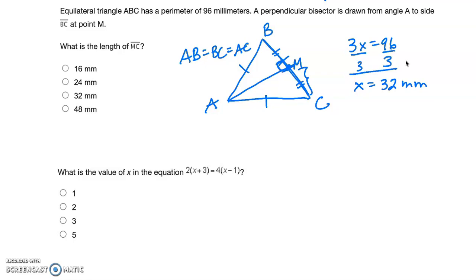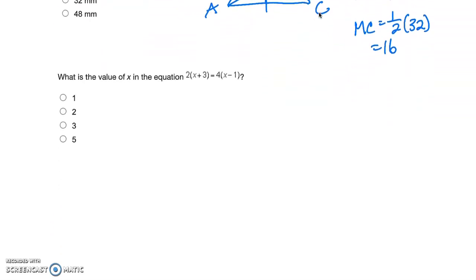Well, if I bisect that, that means I cut it in half. And to find MC, I just need to divide this by 2. So MC is equal to 1/2 of 32, which is equal to 16 millimeters. So make sure we're looking very closely at what they're asking for and know our rules about perpendicular, what bisector means, and so forth.